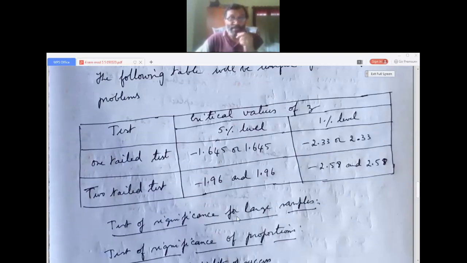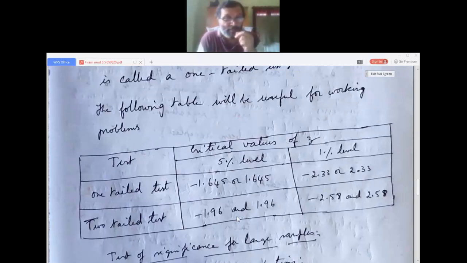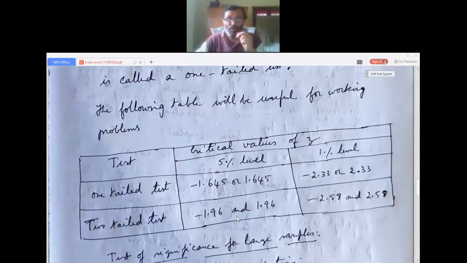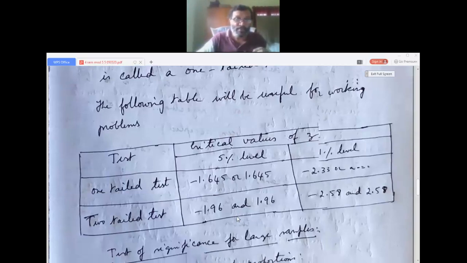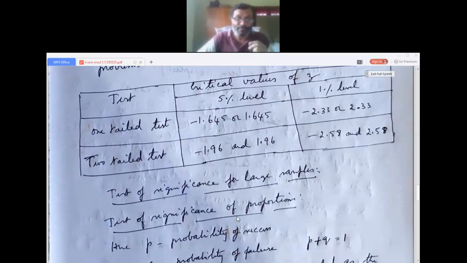Similarly, for two-tailed test, the critical value of z at 5% level falls between minus 1.96 and 1.96. And for 1% level, it falls between minus 2.58 and 2.58. Okay. Now here you can see minus 2.58 and 2.58. Okay. Now tests of significance for large samples.